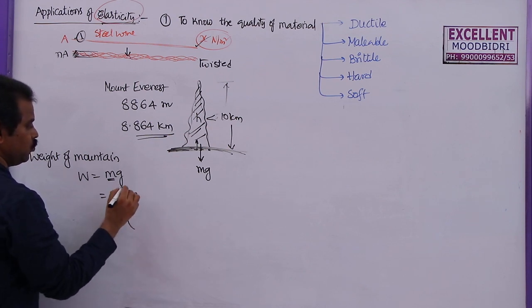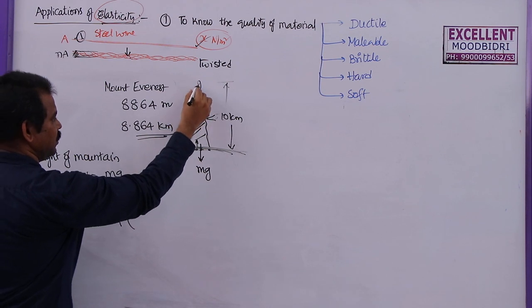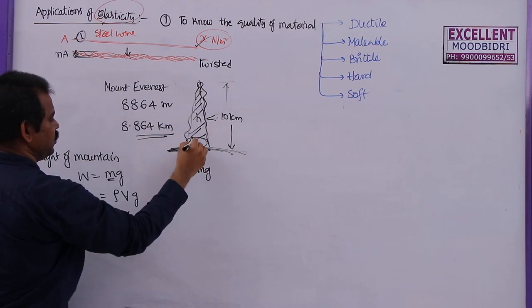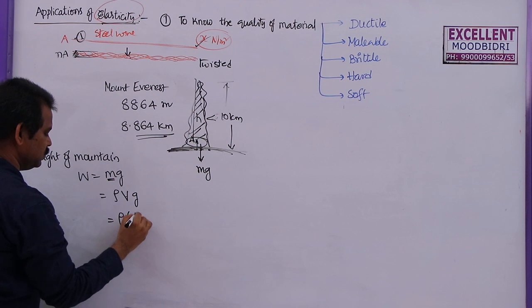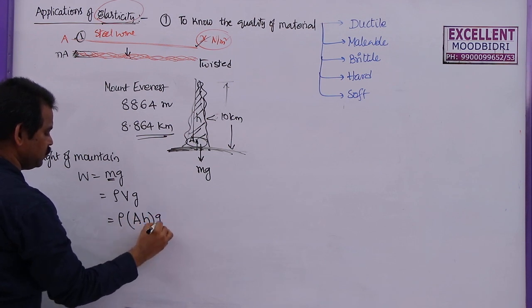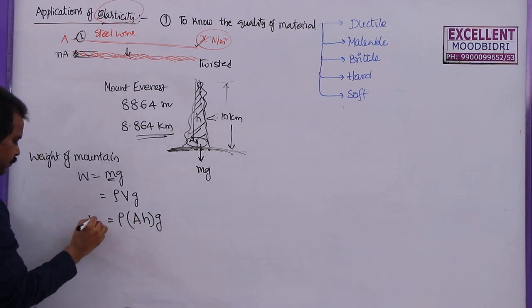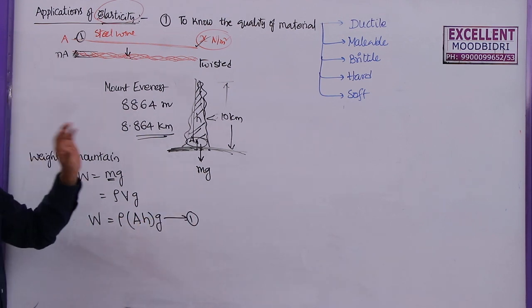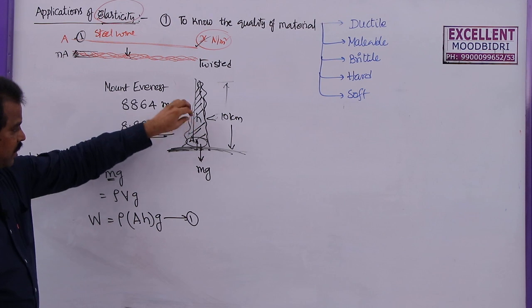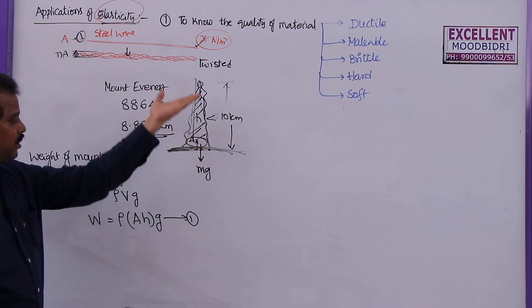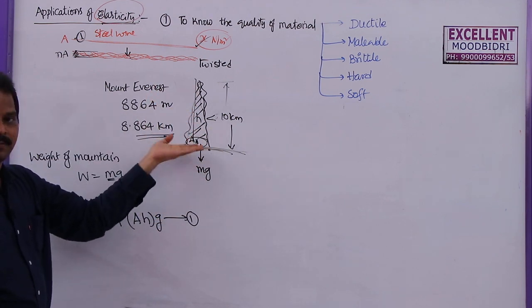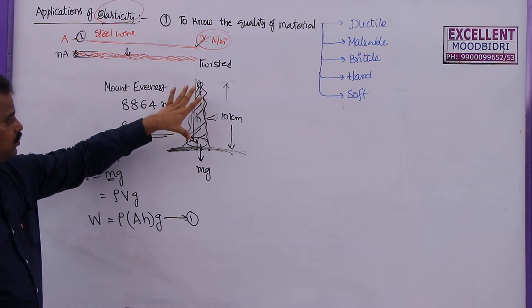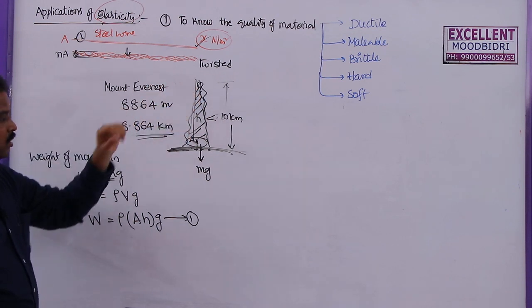The volume is given by, if you take the cross-sectional area A and height h, area into height. So the weight is density into area into height into g, and this is equation 1. We know that if the weight is exactly equal to the normal reaction given by the surface of earth, then we can keep this mountain in equilibrium.